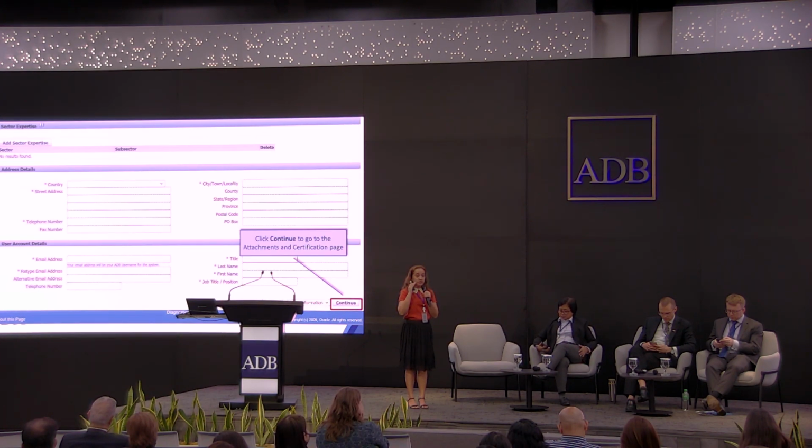And then in the user account details, what is important to note here is the email address. The email address entered in this field will be your CMS username. So just make sure that you have entered your email address correctly. And then you have to retype the email address, of course, and all these other details. Then click continue. You will be taken to the attachments and certification page.